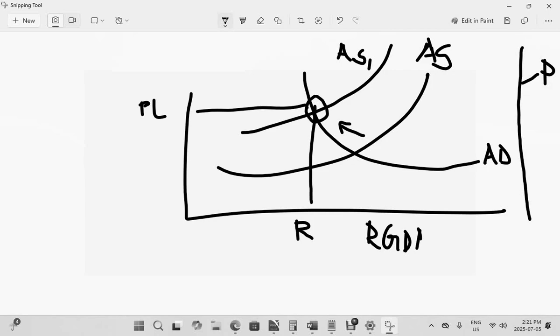So this becomes your new equilibrium point. This was your original equilibrium point. Let's say this was E0. And let's say this is your E1. And because this is your E1, your real GDP shrinks. Your economy shrinks.